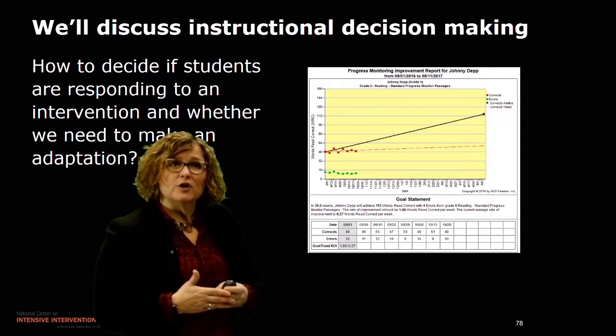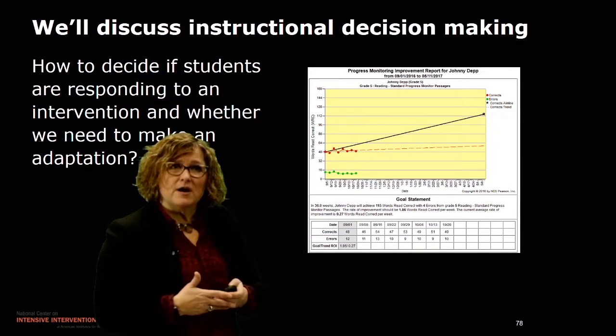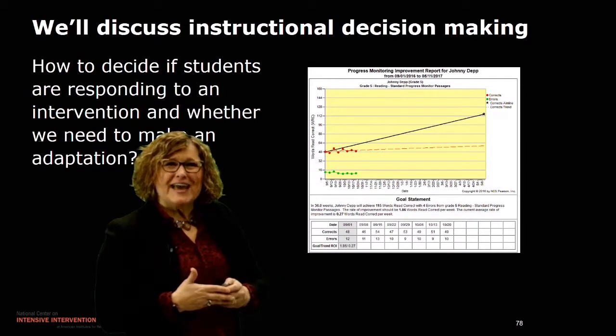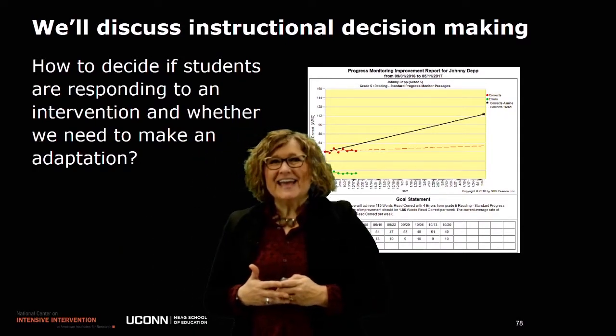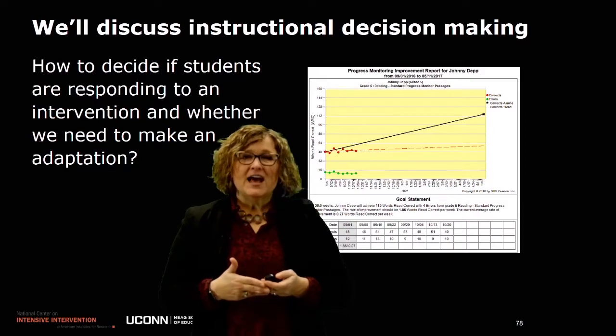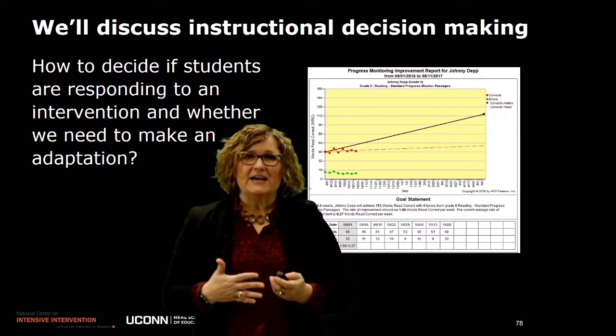Here's an example of a graph. This graph is actually from the Dibble system. In a little while, we're going to look at just a couple of examples about how to graph data. And so whether you have data from a system or whether you're graphing your own, we want to look at that data and be responsive.